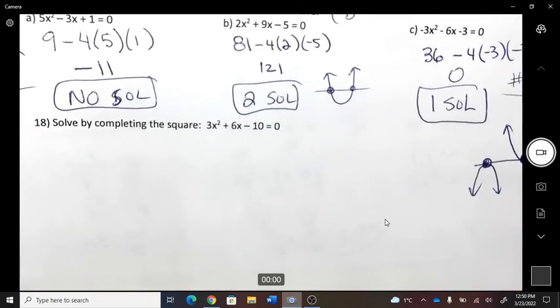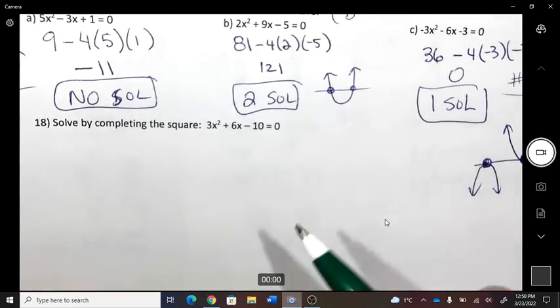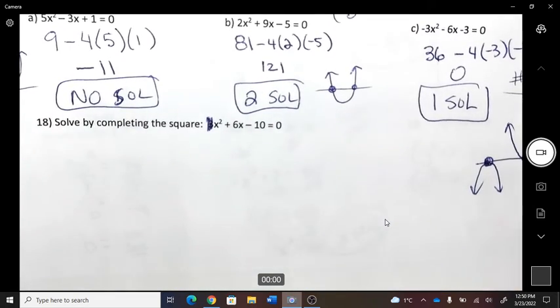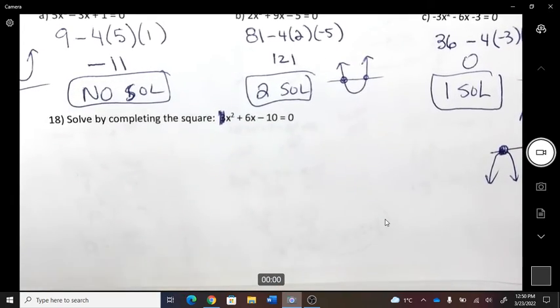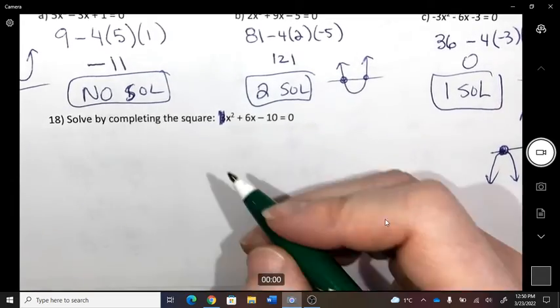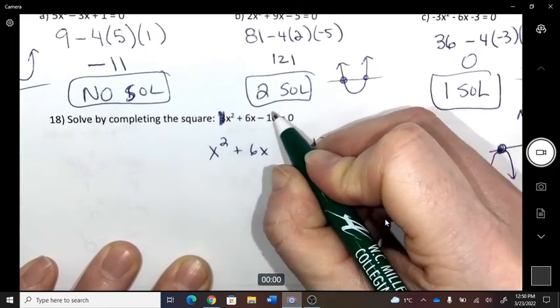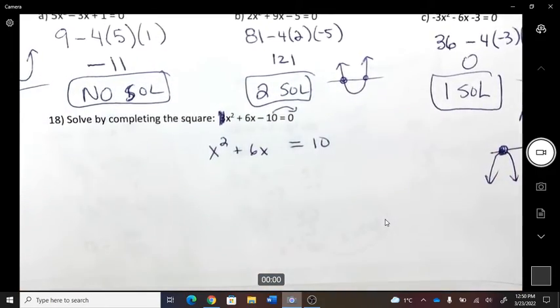Okay, number 18. I'm just going to get you to scratch the 3 off. I'm going to change the question just because, remember I said we're going to skip the harder ones. So we'll just do the ones that have a 1x squared. Okay, so this is our new question. I'm just making a new one. Okay, so the first step is to move the number. Get that number out of there.